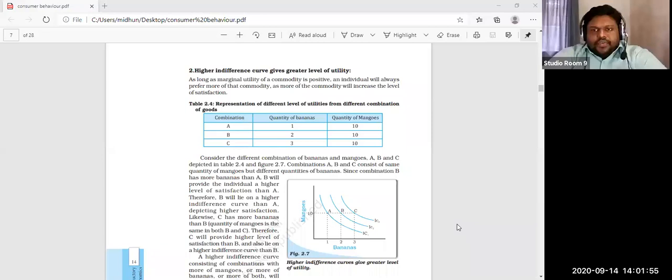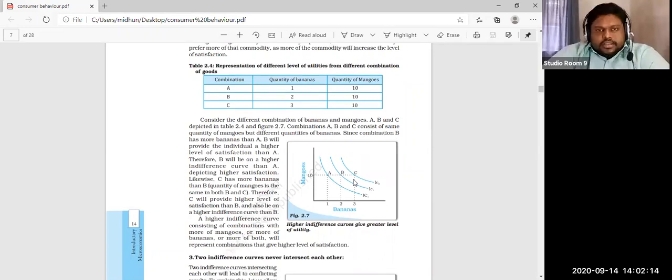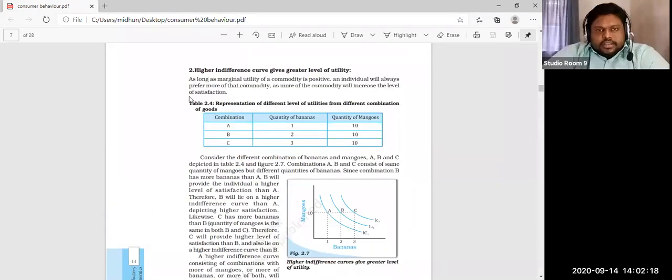Okay, fine, let it be. Listen here carefully. First, we discussed the shape of the curve. Next one, higher indifference curve gives a greater level of utility. So as the indifference curve moves higher, we can understand that the utility level also increases.